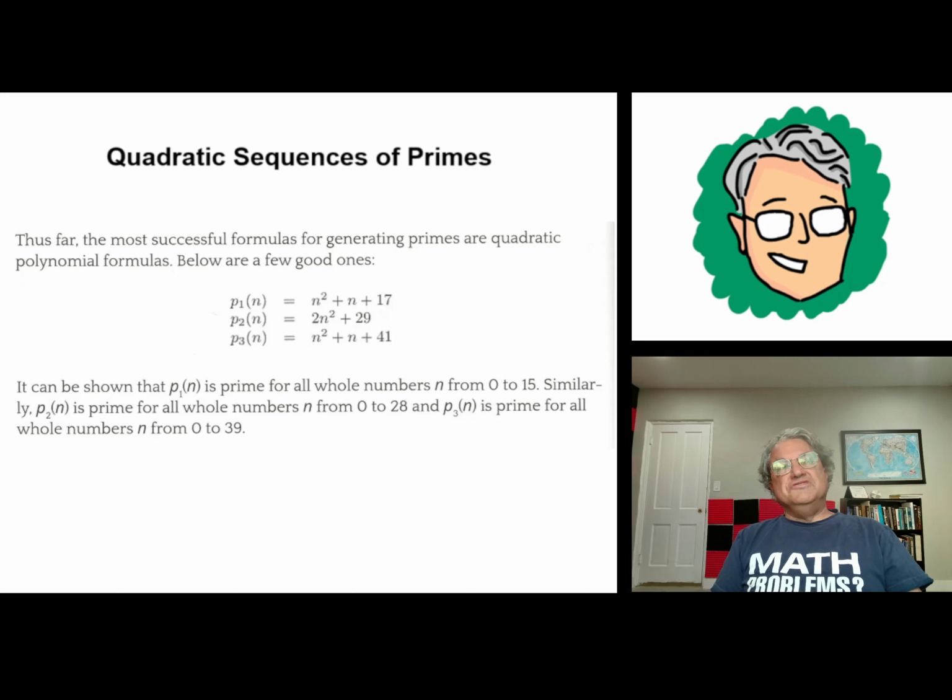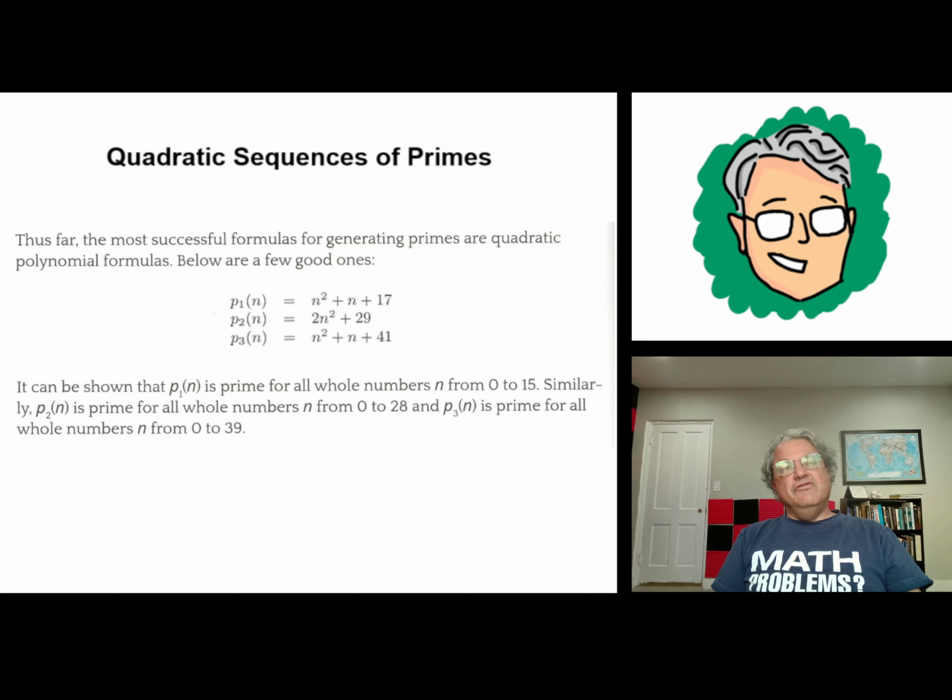n squared plus n plus 41. This yields 40 consecutive primes, starting with 41. When n is from 0 to 39, that's 40 values of n, this always yields a prime. It starts out, you can check yourself, 41, 43, 47, 53, 61, 71, 83. They're all prime, which is pretty wild because this isn't a coincidence. I mean, the odds of each of those numbers being prime is kind of low, especially as the numbers get big. They go all the way up to 1601.